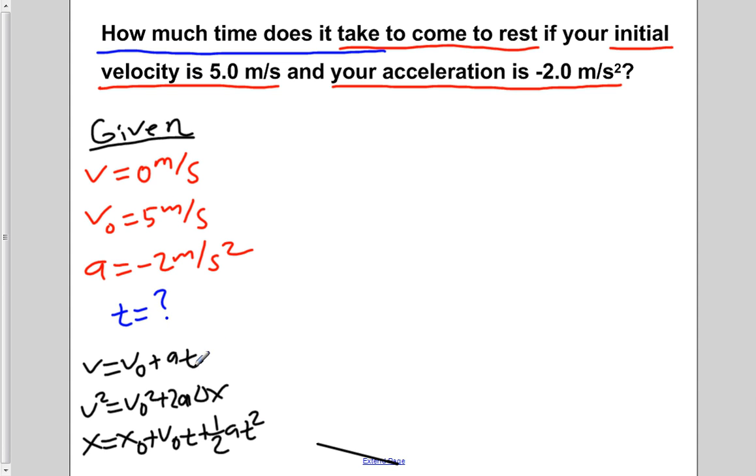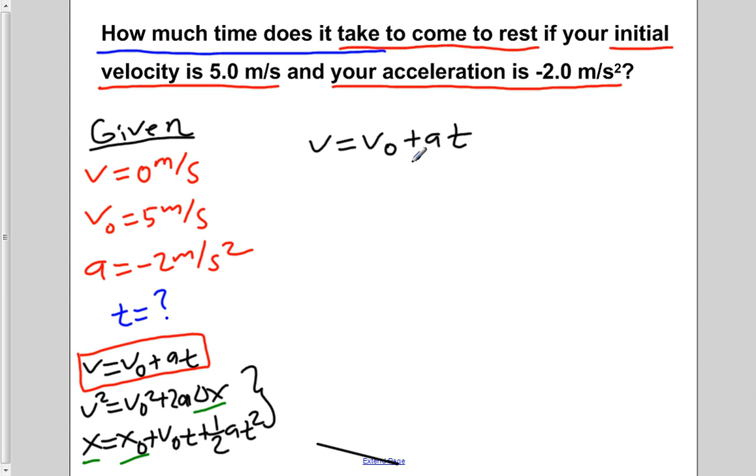Now, of these three equations, the one that we are going to use, once again, will be v equals v0 plus at, because these two equations down here are dependent upon position, which we are not given. So these two are irrelevant for our problem. So the only useful equation that we can use is v equals v0 plus at.